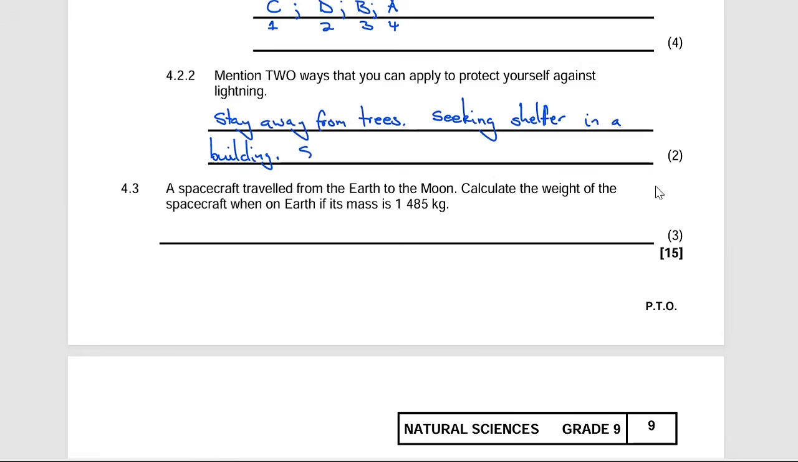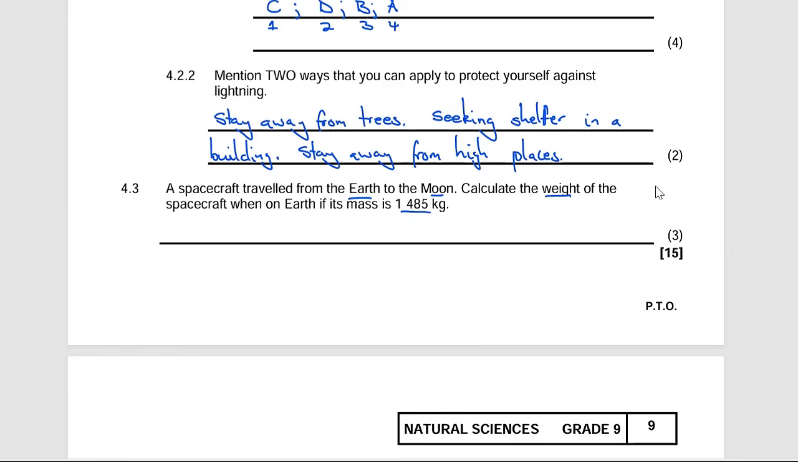So it means here I'm going to say stay away from high places, right? So like that. Then 4.3 reads: a spacecraft travels from the Earth to the moon, right? So from the Earth to the moon. Then calculate the weight of the spacecraft when on Earth. Its mass is 1,485, right? So in terms of this, we need to know how we calculate the weight, right?